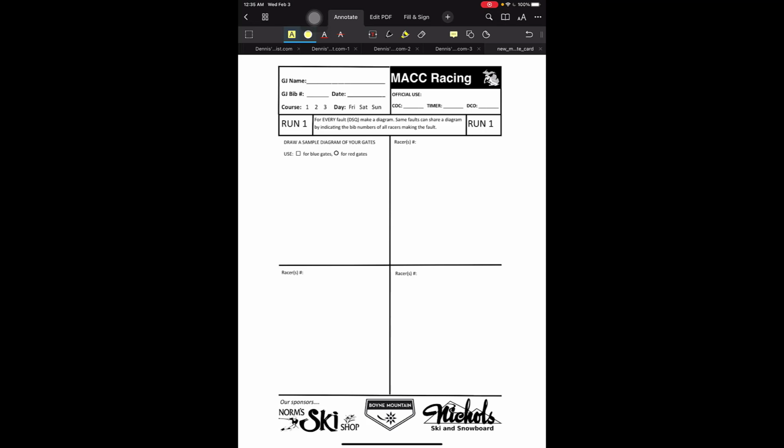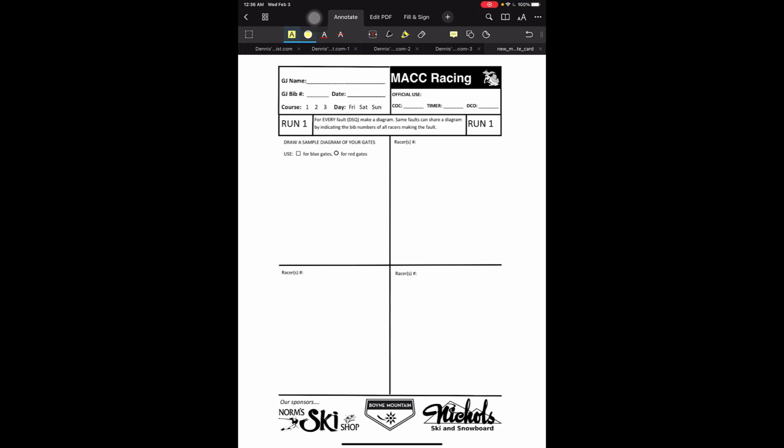Beyond the use of diagrams, there is another major change. The new gate card has a run 1 side and a run 2 side. It is important to capture disqualifications on each run. This is important in the calculation of racer handicaps. To recap, the two major differences between the new card and our old card are we rely on diagrams to document disqualifications, and we want to capture run 1 DSQs and run 2 DSQs on the appropriate side of the card to help the handicap system work correctly.